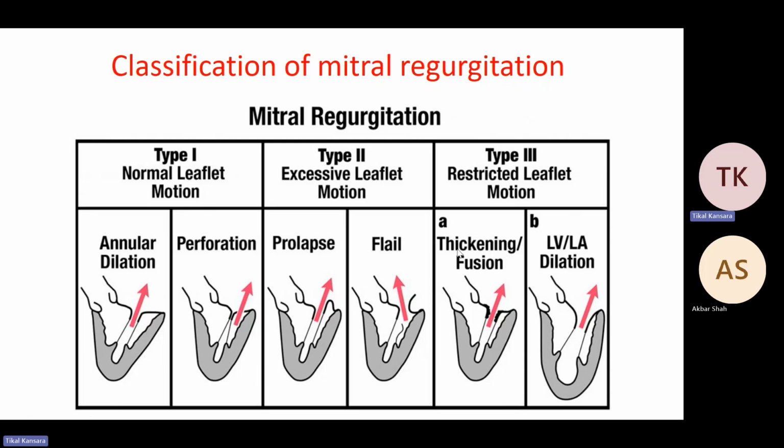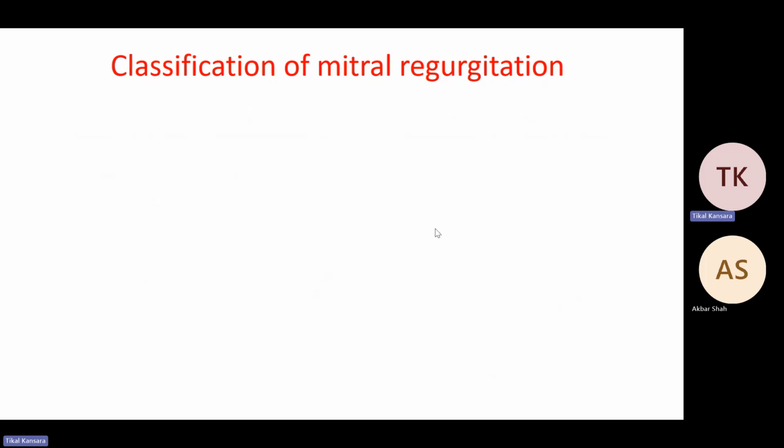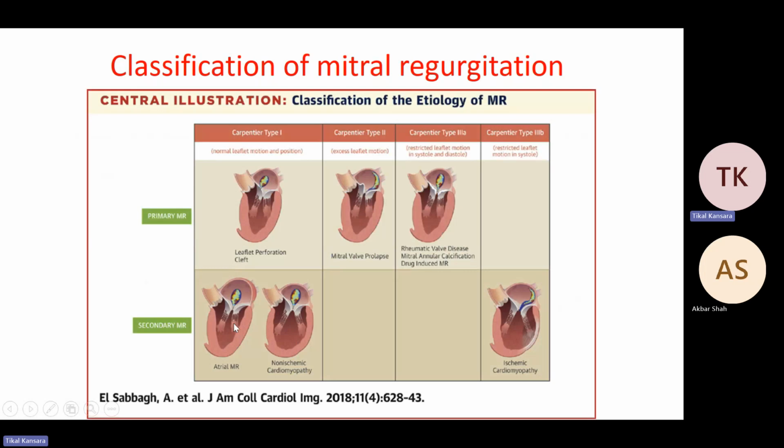Now, on a transthoracic echo for ASC guidelines, this is more than enough. But we know that just looking at this is not enough in treating the patient. The management depends on much more than just these three types. So that's why in 2018, ACC came up with the guidelines where they classified the Carpentier type 1, 2, 3, and 3B further into primary and secondary MR.